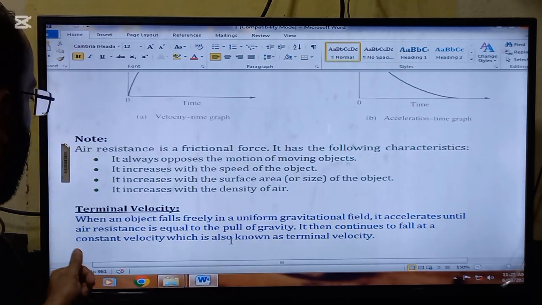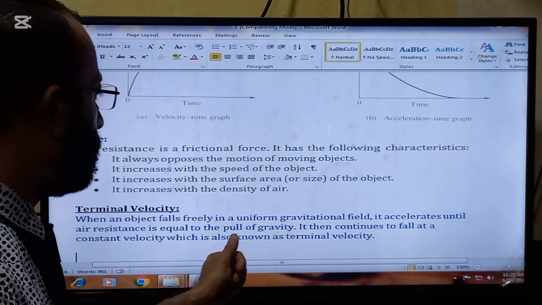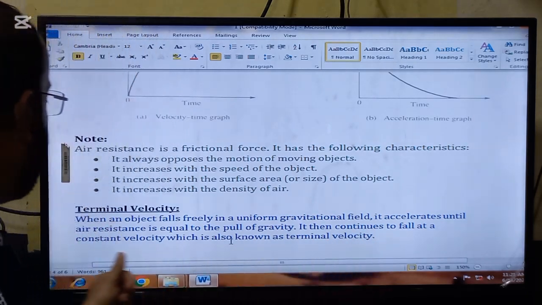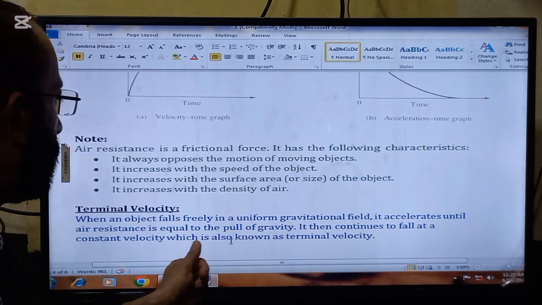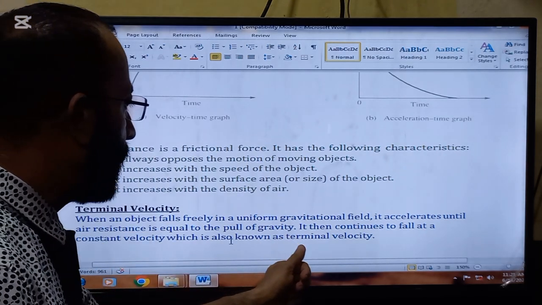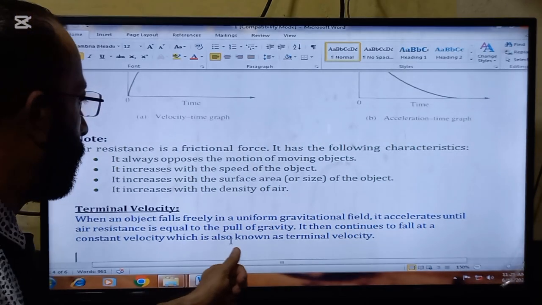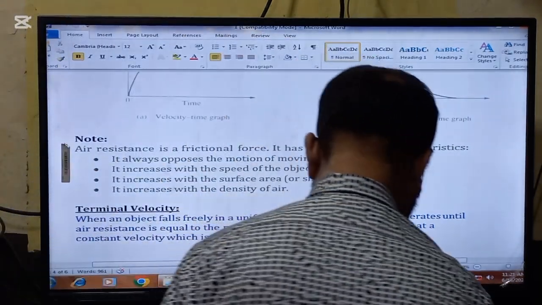Terminal velocity: when an object falls freely in a uniform gravitational field, it accelerates until air resistance is equal to the pull of gravity. It then continues to fall at a constant velocity, which is also known as terminal velocity.